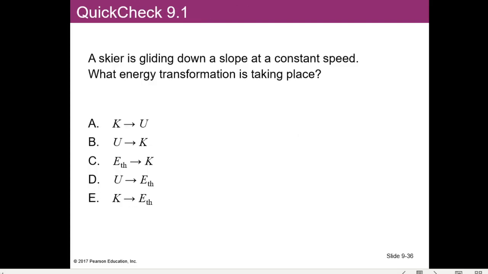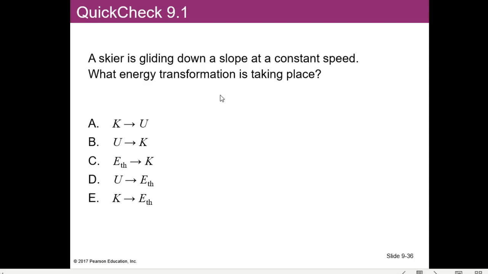Okay, so here we have some simple examples. We've got a skier gliding down a slope at constant speed. If he's going at constant speed, then that means his kinetic energy is not changing because his speed is constant. So he can't be either gaining or losing kinetic energy. But he's going down the slope, okay? So that means he's losing potential energy because he's going downhill. So where is that energy going?